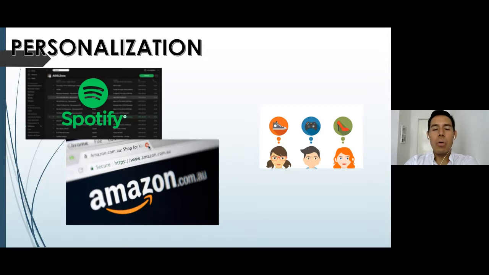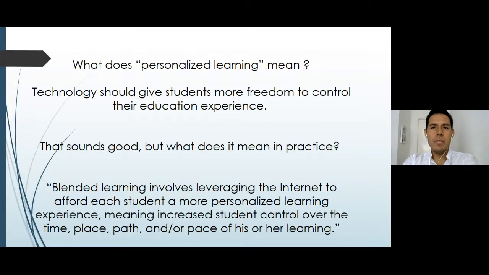It's adapting or identifying the preferences of different people. So what does personalized learning mean? Okay, this personalized learning, we talk about technology and how this technology is going to give students more freedom. Yes, more freedom to control their education experience. Yes, it sounds good, but I mean, how do we put this into practice? What does it mean in practice? Okay, so blended learning is going to involve different internet resources that will let students afford a more personalized learning based on their experience, on their time, the place, the path, and their pace of learning.